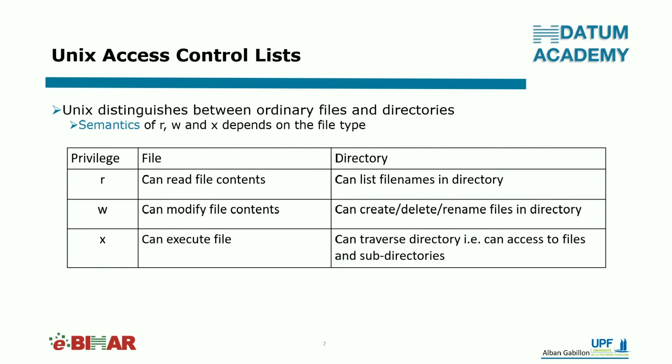Privilege W for a file means the privilege to modify the contents of the file. For a directory, it means the right to create, delete, or rename files in the directory. Privilege execute for a file means the privilege to execute it. For a directory, it means the right to traverse the directory, that is, to access files and subdirectories. This means that you cannot execute a file if you cannot traverse its directory, even if you have execute privilege on the file.